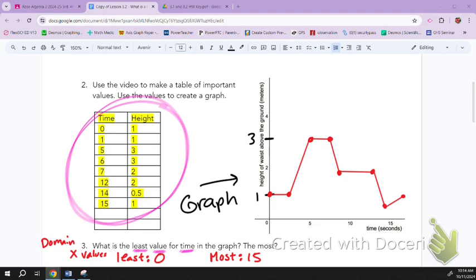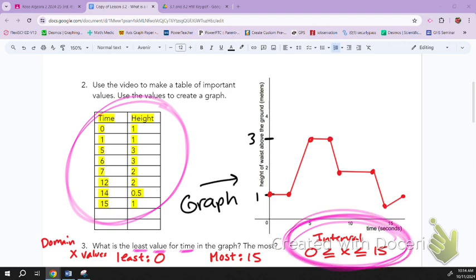And I'm going to use some interval notation. So our time's going from 0 to 15 seconds. This is saying my x values are between 0 and 15. X is going to be greater than or equal to 0, but less than or equal to 15. Yes? We're going to be using it to describe domain and range. Okay? Let's look at number 4 now.